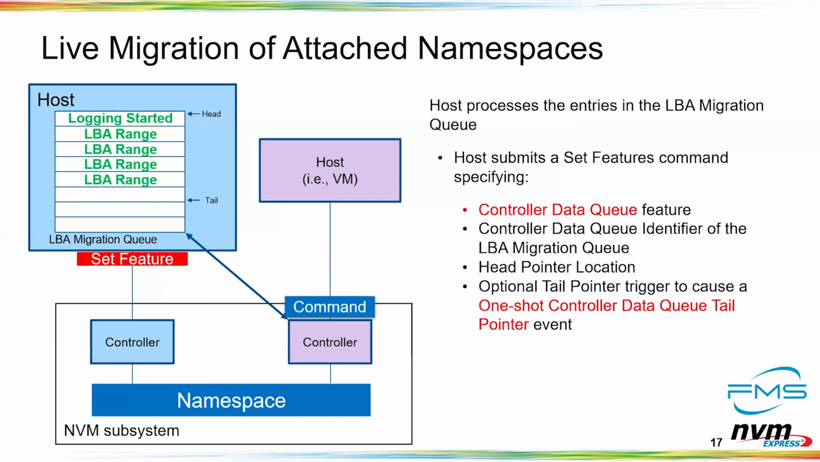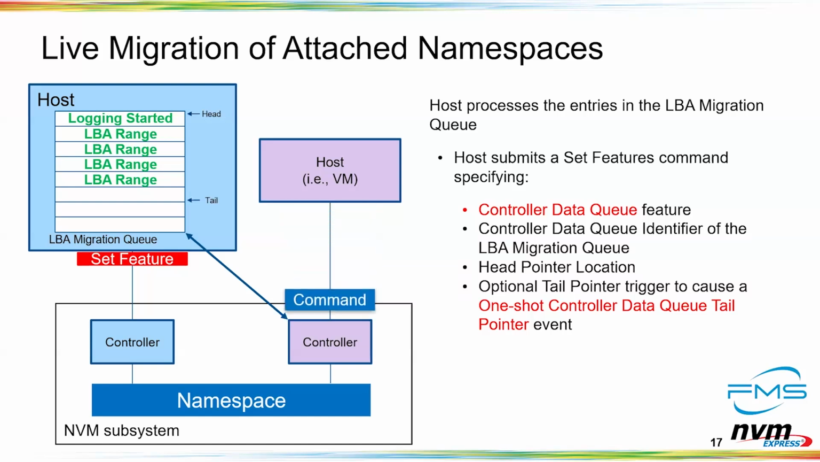Now, we talked about how the controller posts entries into the queue, which causes the tail pointer to move down. Now let's talk about what the host does with this information. The host's responsibility is to not fill up this queue, and it needs to be pulling entries from the head of it and processing them and copying those LBAs from the namespace that have changed over to the namespace after it copied over the static state of the namespace.